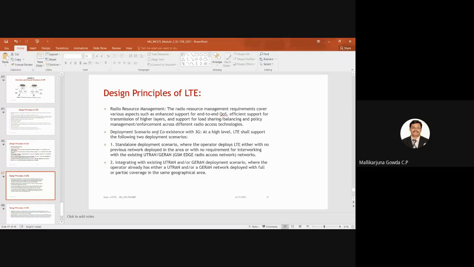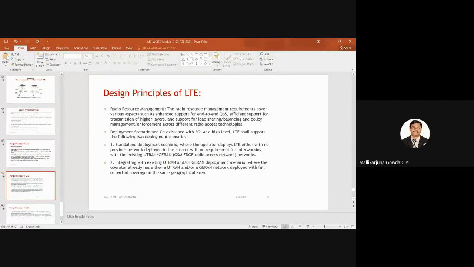Okay, so here, as I said already, from 2G to 3G, the network has been evolved, right? So this 4G, as I said, is a clean state design, which has been designed separately as a new protocol, and how it can exist with the existing network, right? That means whether it can be a standalone deployment or integrated with the existing earlier networks. Okay, so we'll see what that means with respect to standalone deployment.